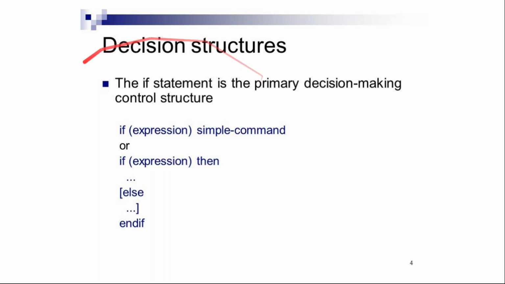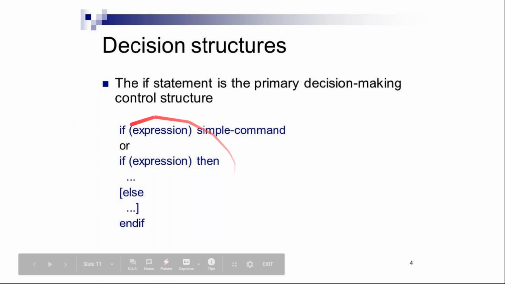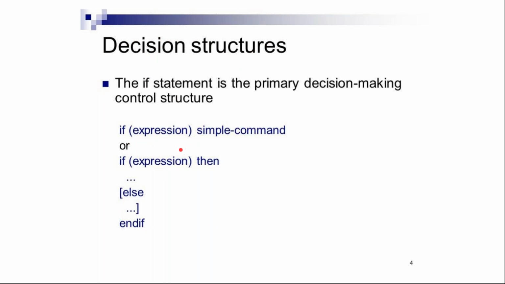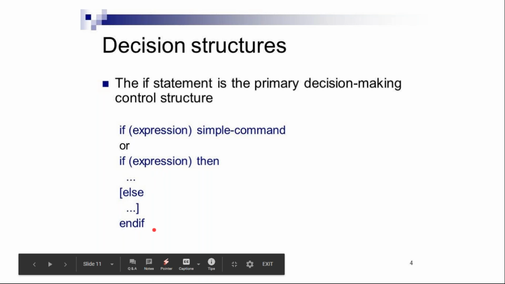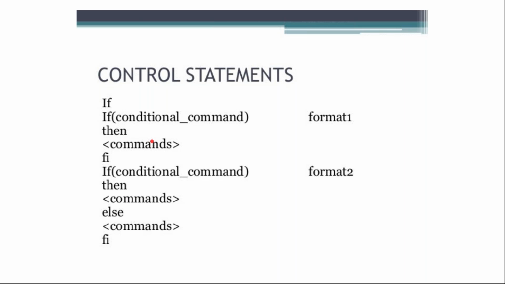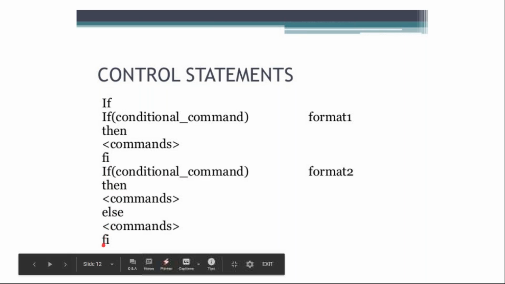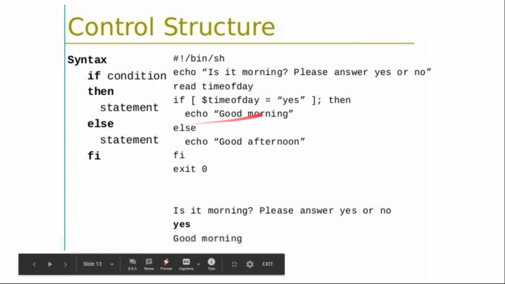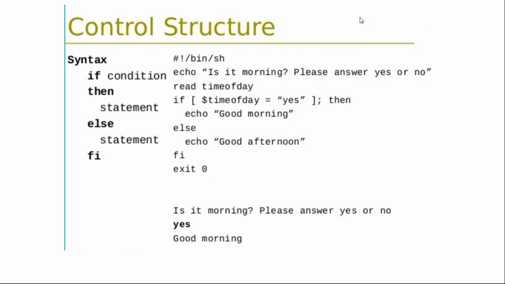Similarly, defining your decision structures. These are your decision structures like if rules, else rules, and end if rules. Similarly, control structures, if then statements. The if statement is closed by the fi statement, like if condition, then the set of commands you want to execute, and then the closure statement, that is fi. If, then, else, and fi. This is a program. This is the control structure.